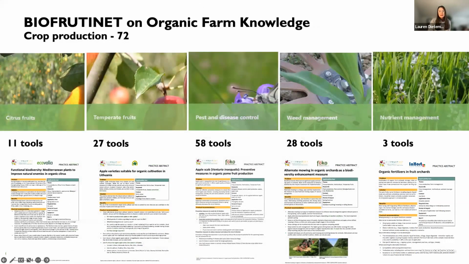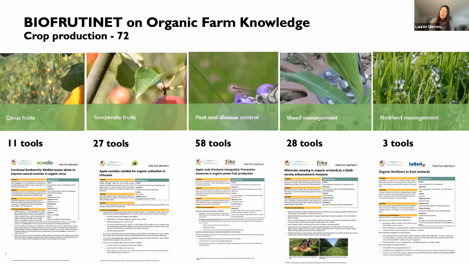So now going into an overview of the BIOFRUITNET tools on Organic Farm Knowledge. Some of the tools are featured in multiple themes. As you can see, the 72 total tools that are on Organic Farm Knowledge currently are all featured within crop production, 11 being in citrus, 27 temperate, and so on, pest and disease, weed management, nutrient management.